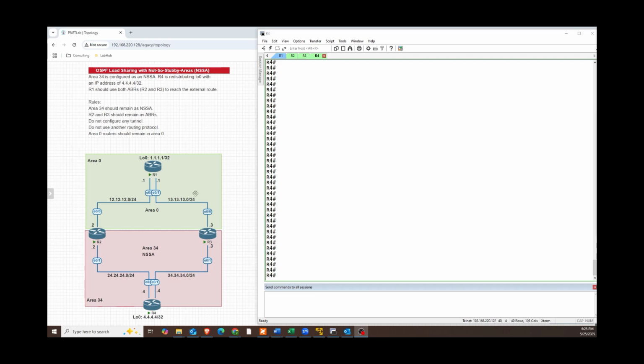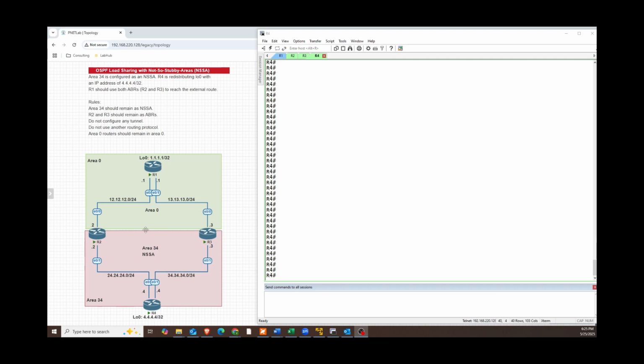The main task or ask of this challenge, should you choose to accept it, is to ensure that R1 has two equal cost paths, that is through R2 and R3, to reach the loopback 0 interface on R4.